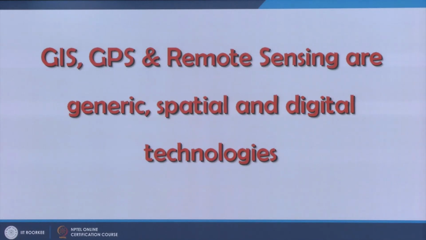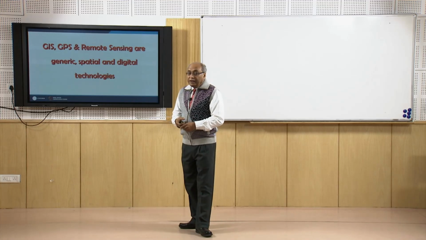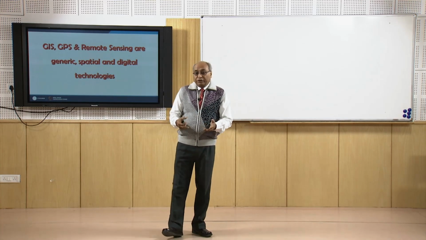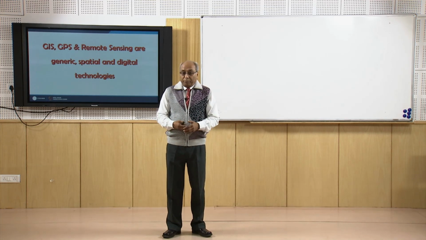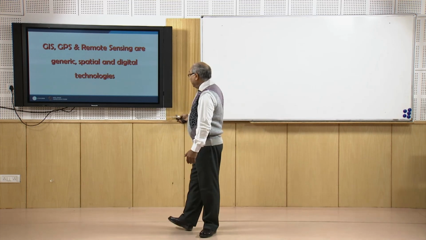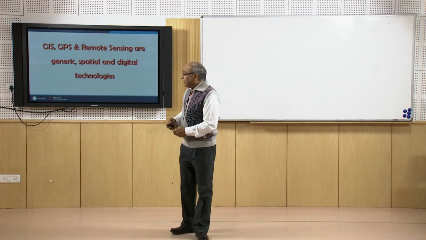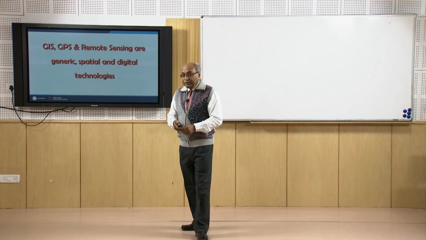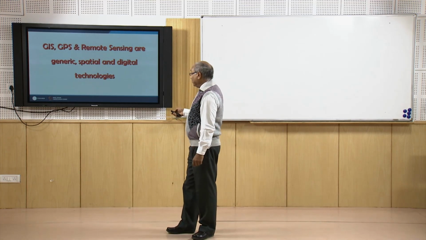They can be applied for various applications. They are spatial, related to location specific data, because remote sensing images provide the data of a particular part of the earth. So it has location. Same with GPS, which provides the geographic coordinates, and GIS provides a platform to handle all kinds of spatial data. Therefore, we put these technologies as spatial technologies as well.